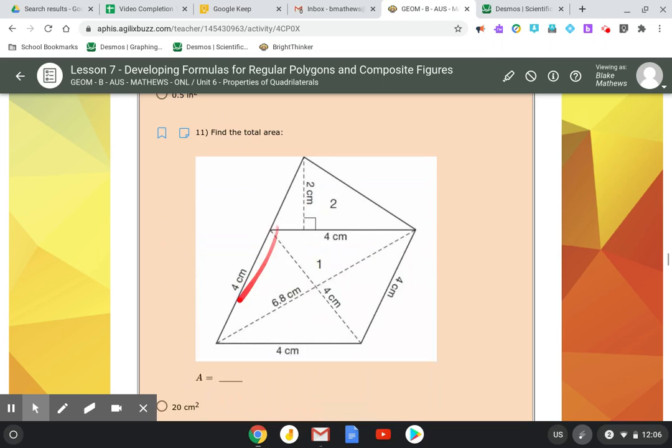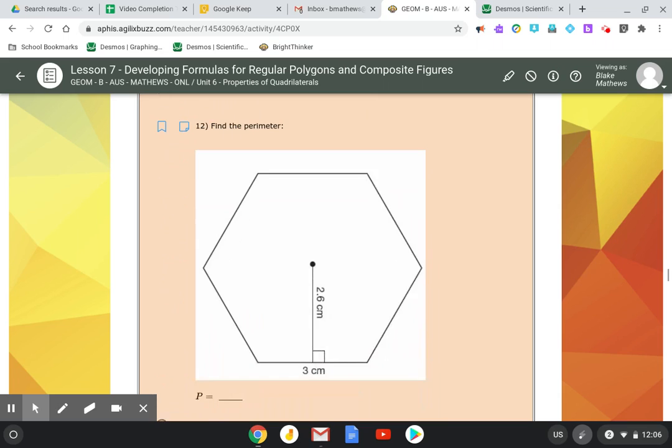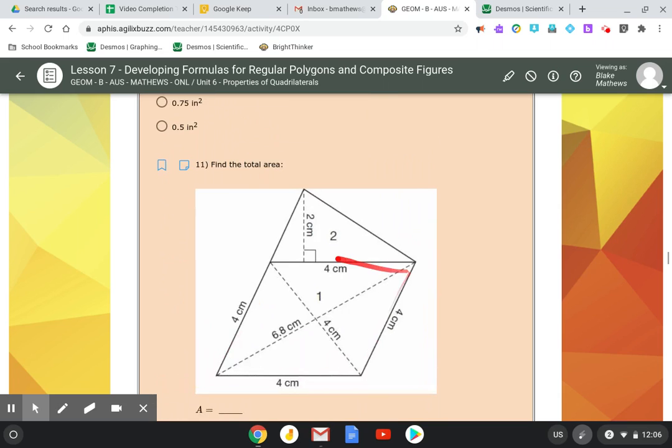Same thing here. We have a kite and a triangle. So that's only 2 parts. Part number 1 is a kite. Part number 2 is a triangle. So use the kite formula and the triangle formula on these 2 shapes here and that shape there.